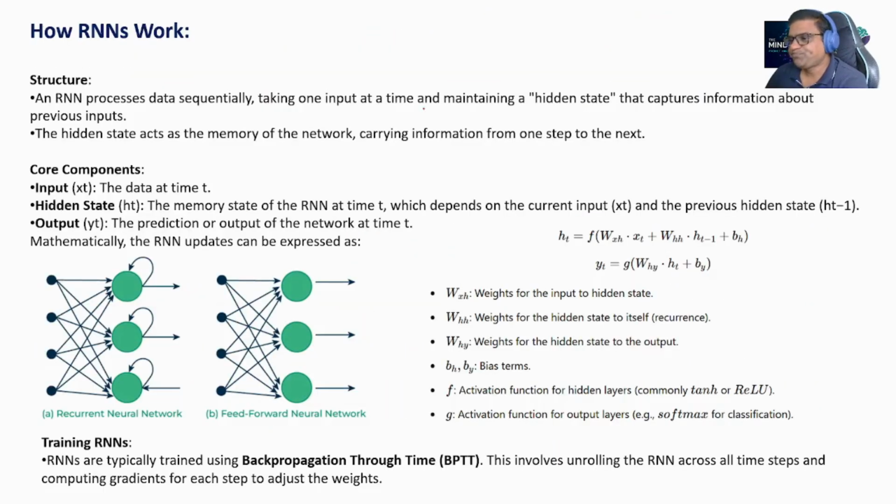Then how does this work? Let's understand the math without getting scared. Okay, don't worry about it. Suppose we have this sentence: the customer loves the product, right? An RNN does not read the entire sentence at once. Instead, it reads word by word: the customer, then loves, then the product. One word at a time.